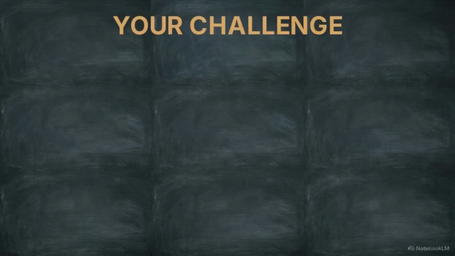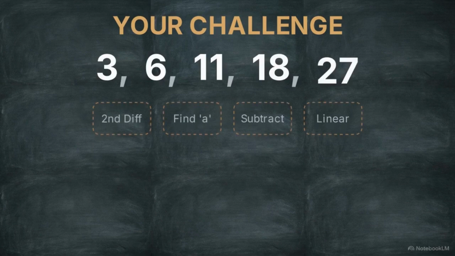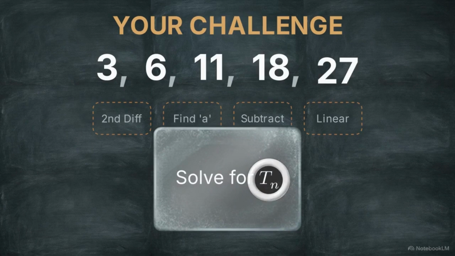Here is your challenge. Take this new raw sequence: 3, 6, 11, 18, 27. Apply those 4 steps, find the general term, and post your final formula in the comments below.